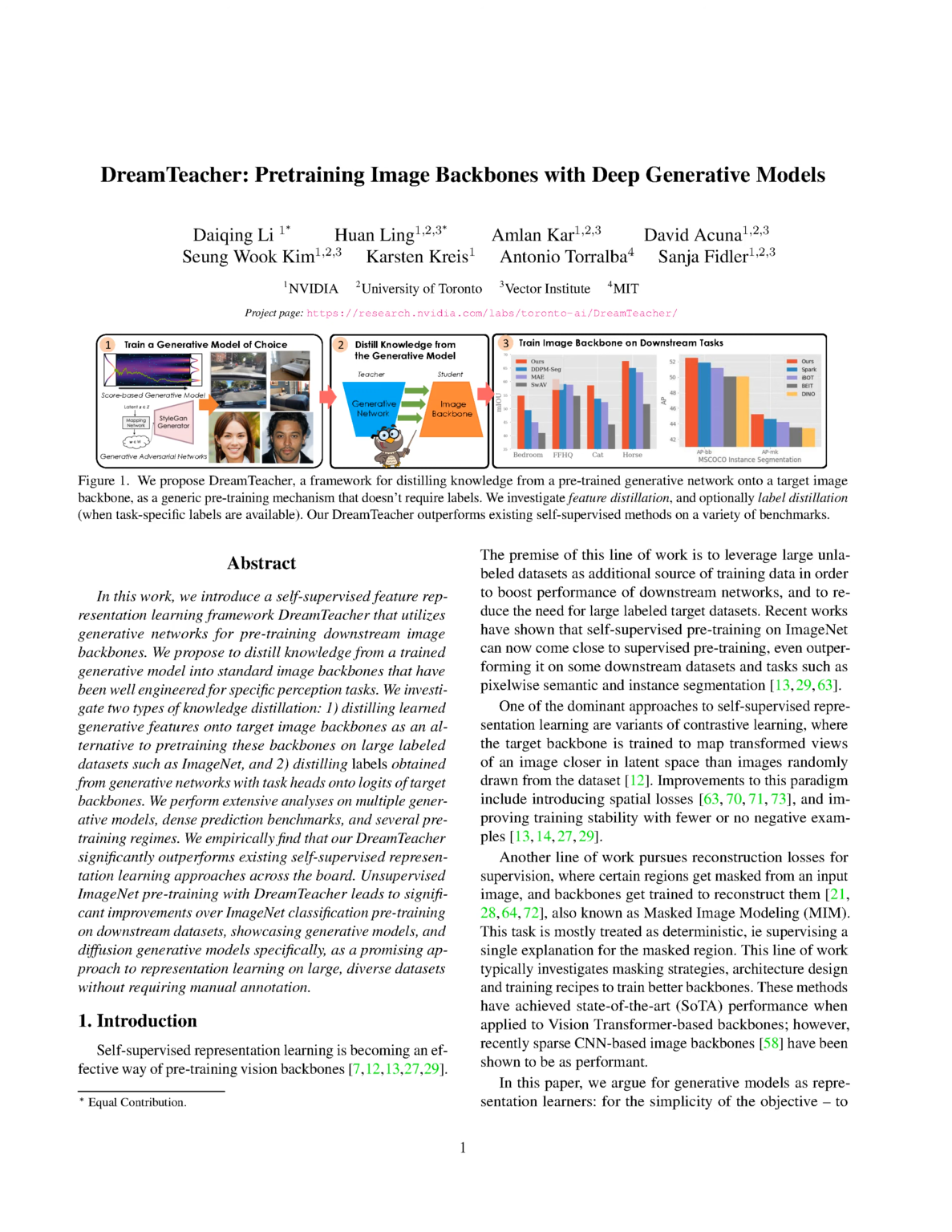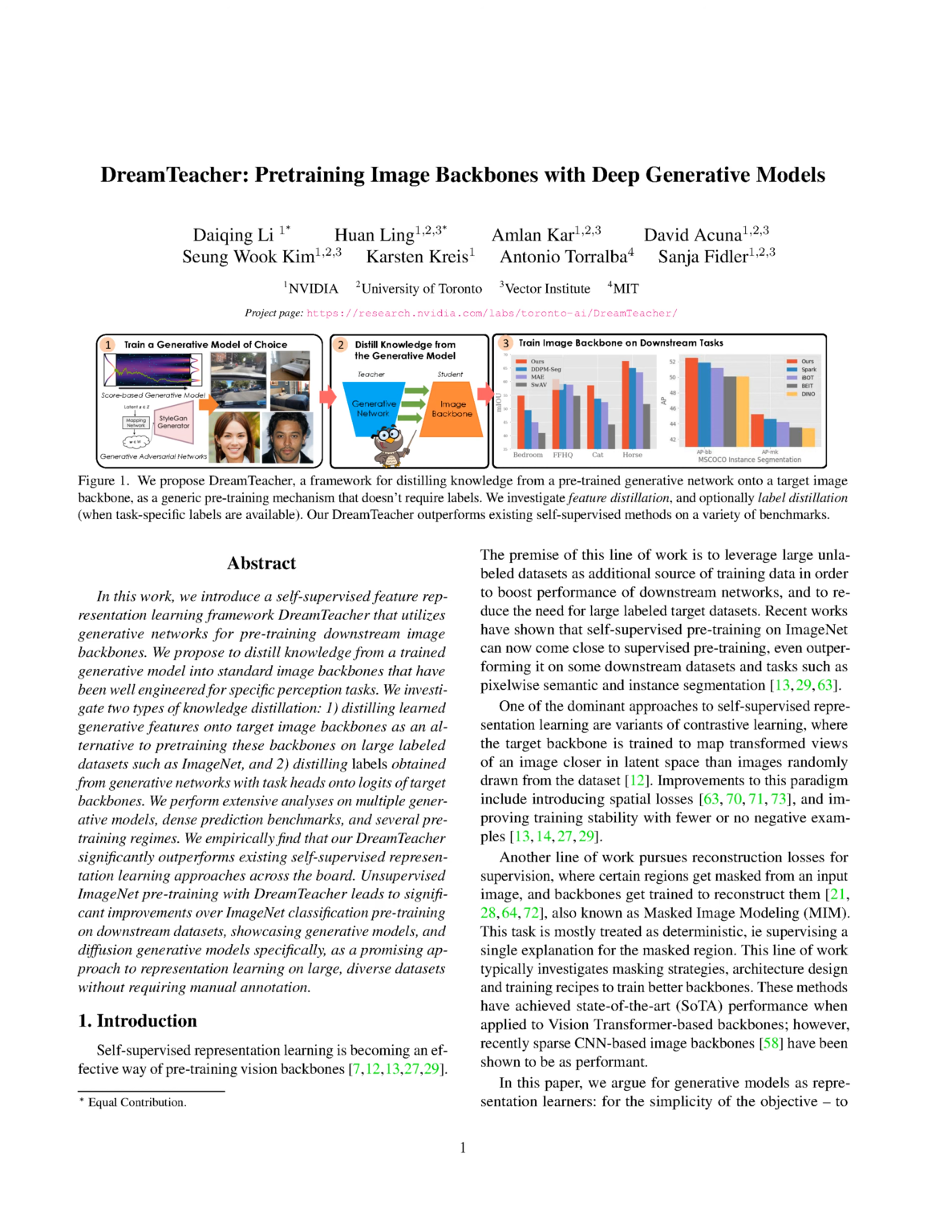Section 1 Introduction. We're here to discuss the growing importance of self-supervised representation learning in pre-training vision backbones. The idea is to use large, unlabeled datasets as an extra source of training data to enhance the performance of subsequent networks and reduce the need for large labeled target datasets. Recent studies have demonstrated that self-supervised pre-training on ImageNet can rival, and sometimes even surpass, supervised pre-training, particularly in tasks like pixel-wise semantic and instance segmentation.